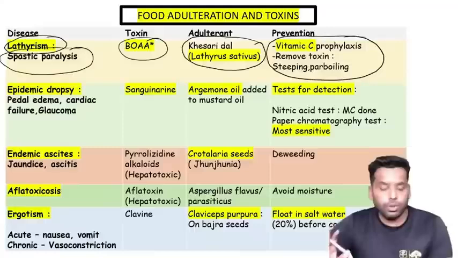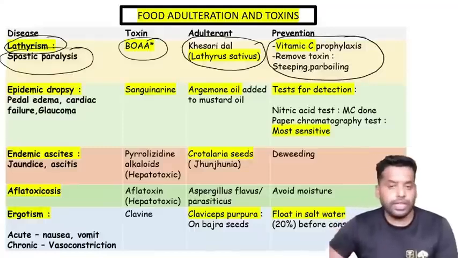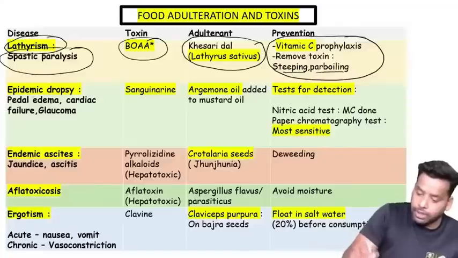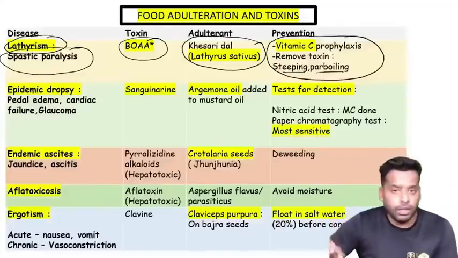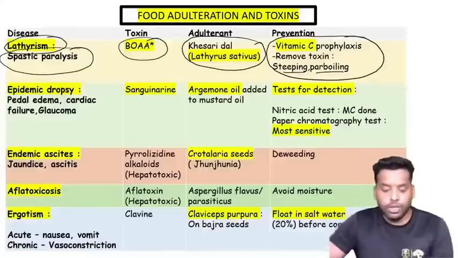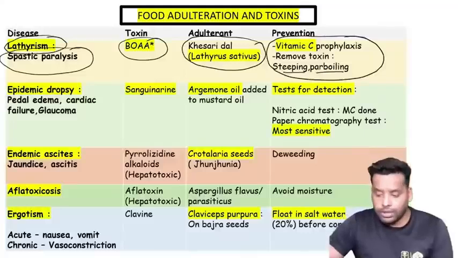Or else you can do this also. Food processing techniques are there. Steeping can be done, parboiling can be done. These two things can be done to reduce the effect of toxin. Steeping and parboiling can also prevent neurolathyrism.